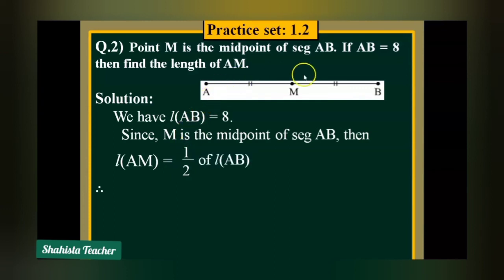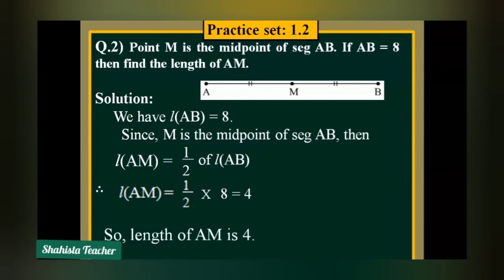The given value of length of AB is 8. So here we will put length of AM is equal to half of 8. So half into 8, 2 ones are 2, 2 fours are 8. Half of 8 is how much? So 4. Half of 8 is 4. That means length of AM is equal to 4. So length of AM is 4. So students, in this way we finish sum number 2 of practice set 1.2. Now let's solve question number 3 of practice set 1.2.